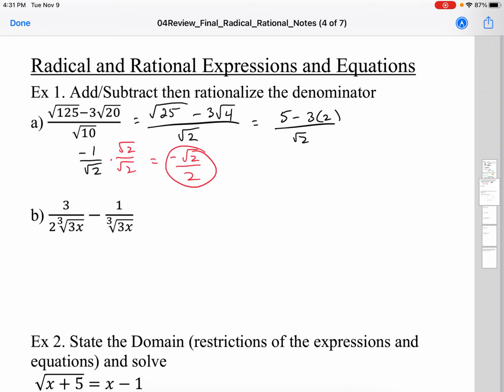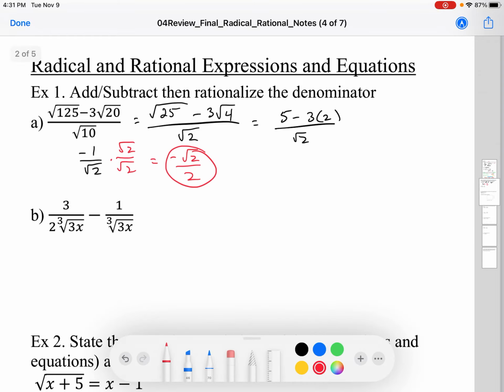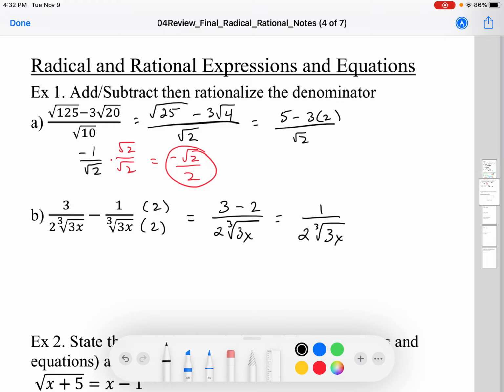In this case here, it may be easier to get a common denominator first and then simplify afterwards. So in this case here, I can multiply this fraction on the right-hand side. It is missing a times 2 on the bottom. So I can do a times 2 on the top. And so when I end up with a common denominator, I end up with 3 minus 2 on top, 2 cube root 3x on bottom. This becomes 1 on top, 2 cube root 3x on bottom.